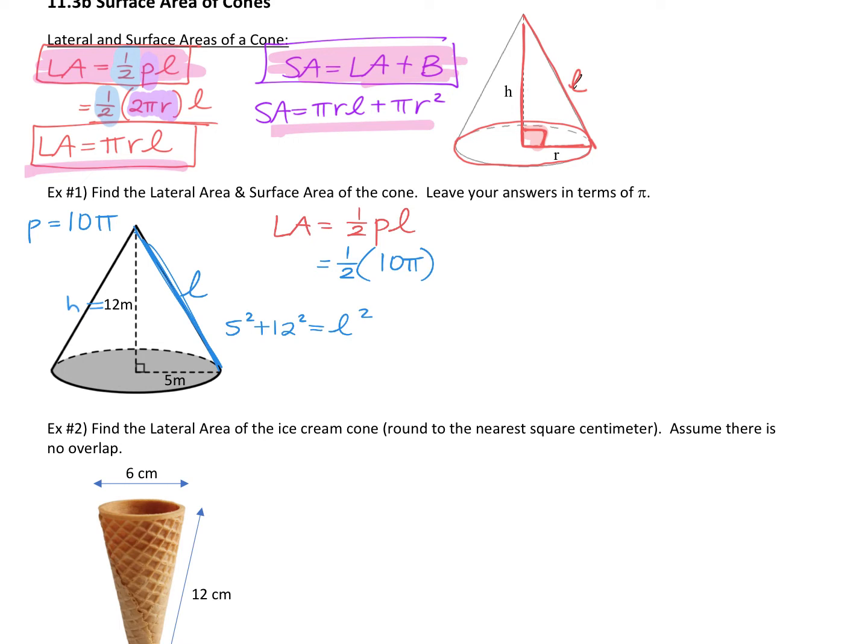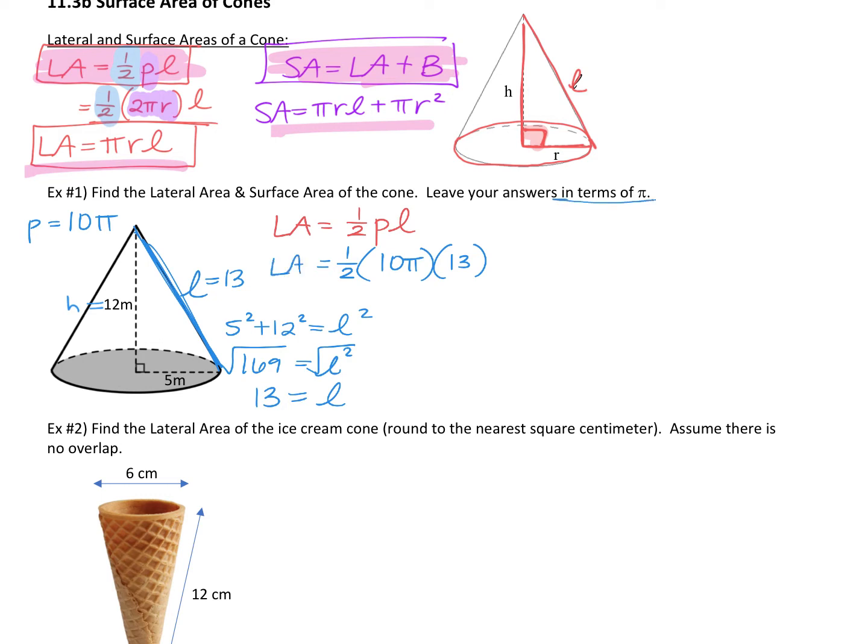If you know the triple, I don't need to see the work for it. You may just write 13. So it's one helpful tool. So you get L squared equals 169. Take the square root, and your L is 13. That means I can plug a 13 in right here. Now, we're going to leave these in terms of pi unless they tell you to round. Most of the time, I'm going to say leave it in terms of pi.